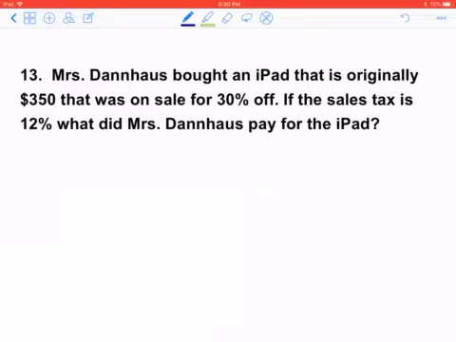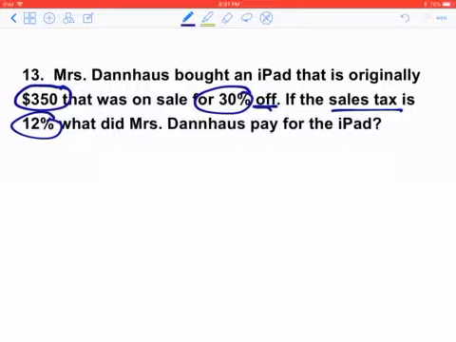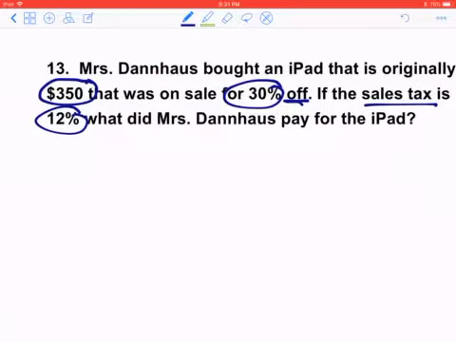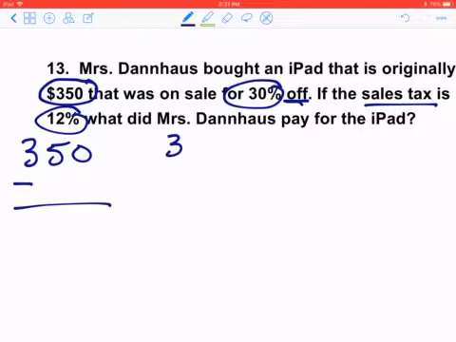Miss Dunhus bought an iPad that is originally $350. That was on sale for 30% off. Well, don't forget the off. If the sales tax is 12%, what did Miss Dunhus pay for the iPad? So remember, we know we're going to take $350 and discount something. That's 30% off, so we're going to start there. $350 times 0.30.